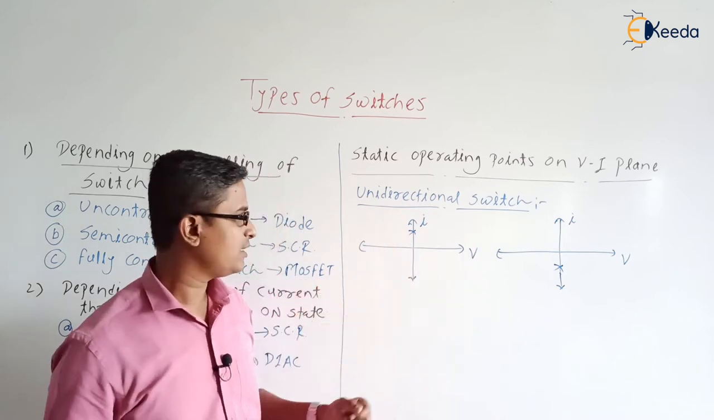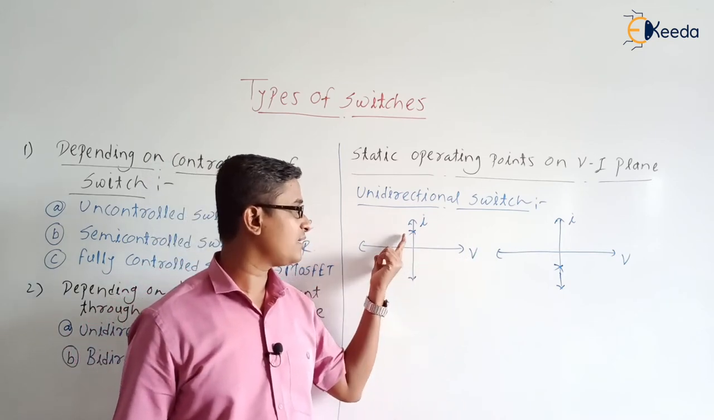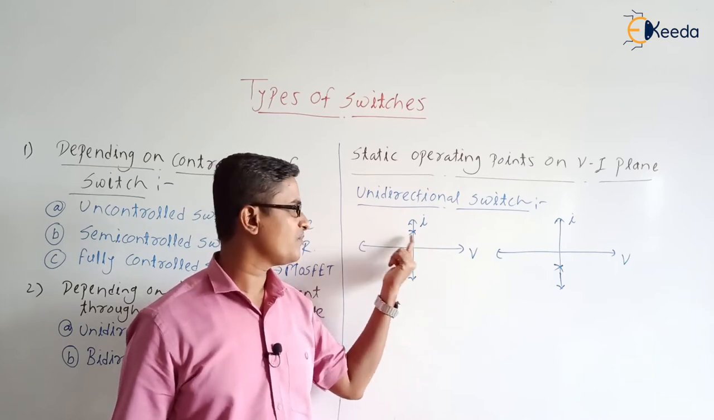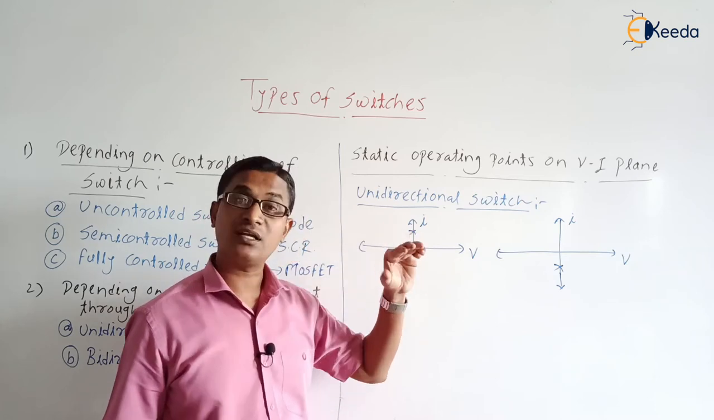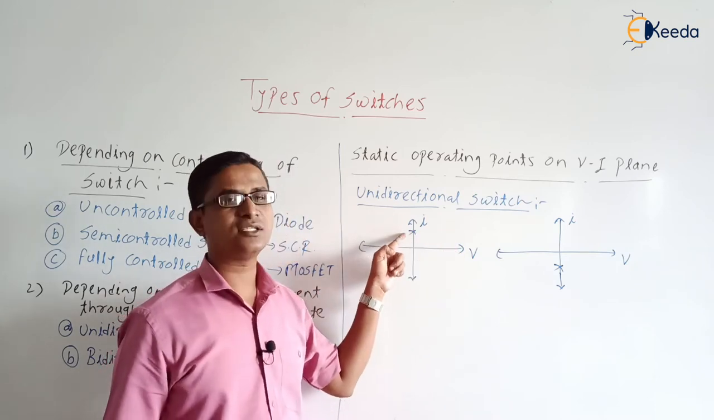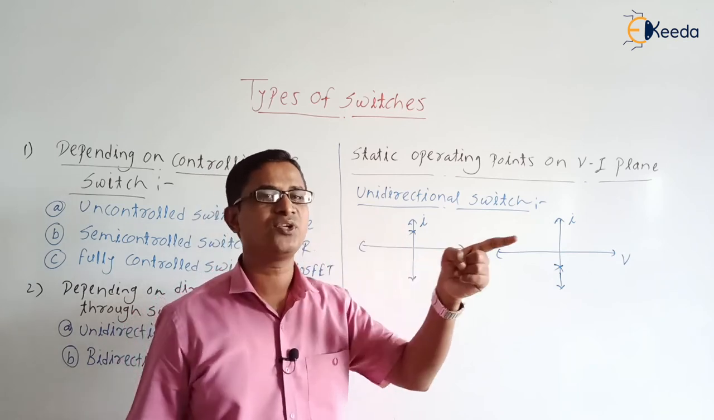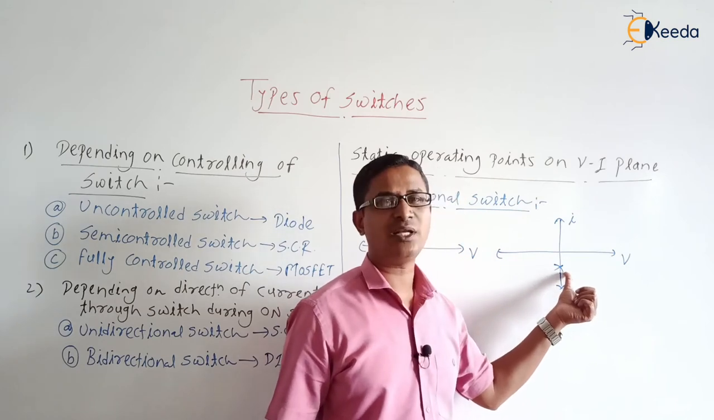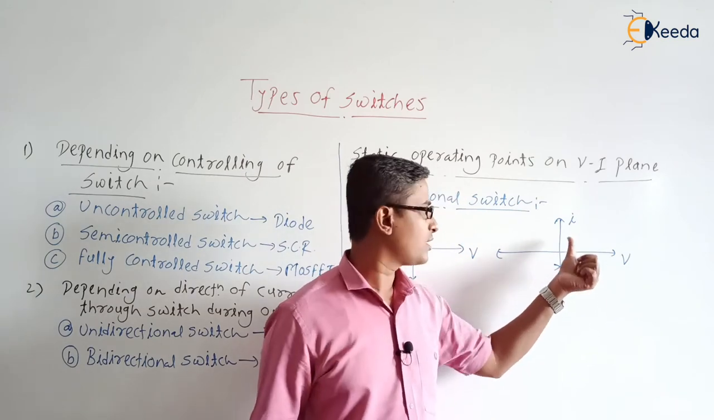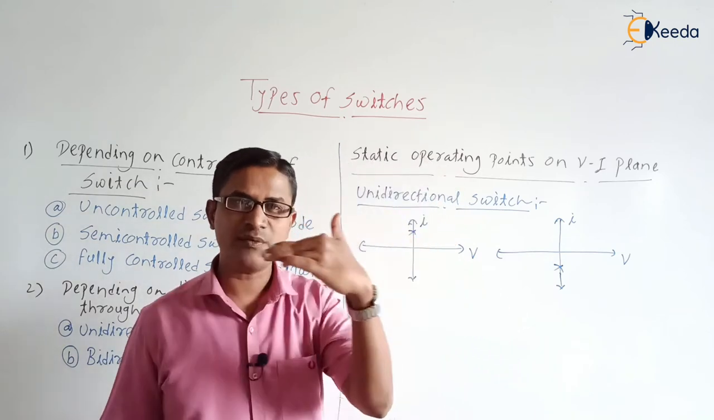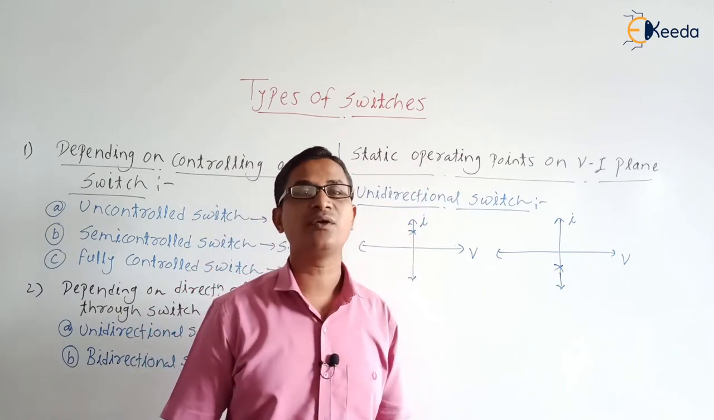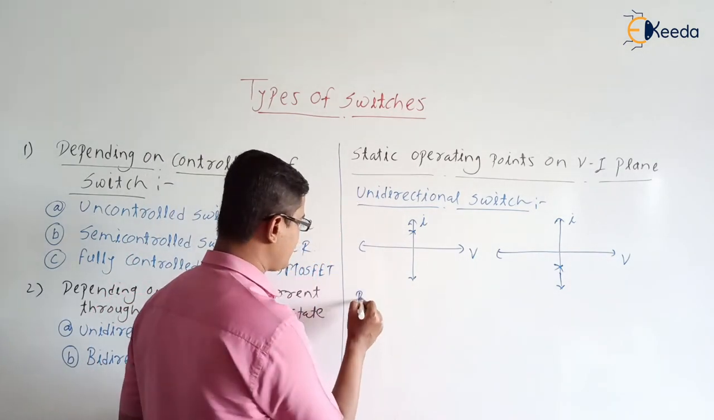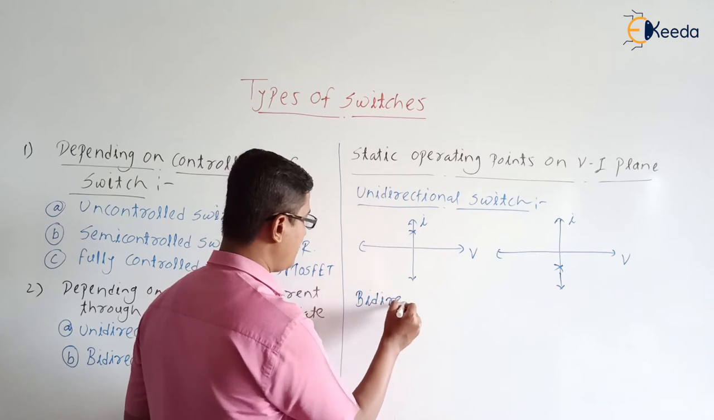Is this clear? If you check corresponding to this operating point, what is the voltage? Voltage is zero. What is the current? Current is positive. The meaning is this switch is allowing the current in only the positive direction or forward direction. Next, corresponding to this point, what is the voltage? Voltage is zero. But what is the current? Current is negative. The meaning is the switch is allowing the current in the negative direction or reverse direction. Next, let us discuss the static operating points for bidirectional switch.